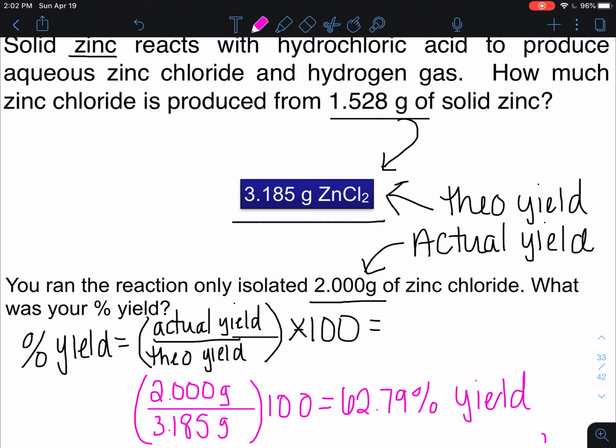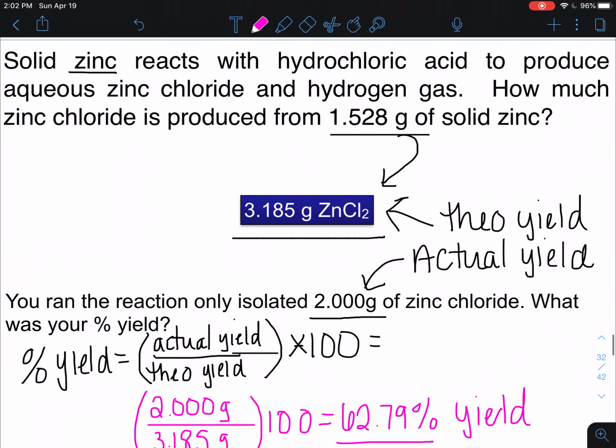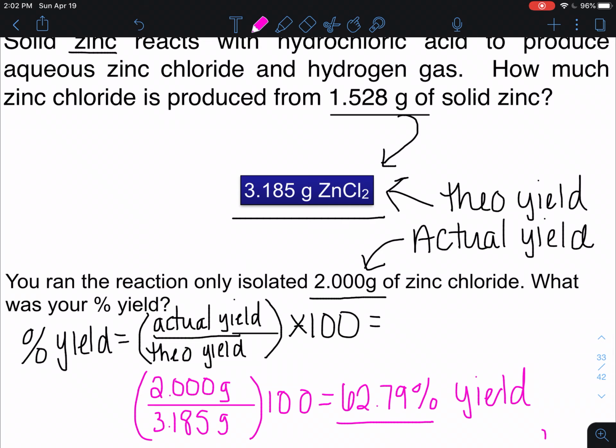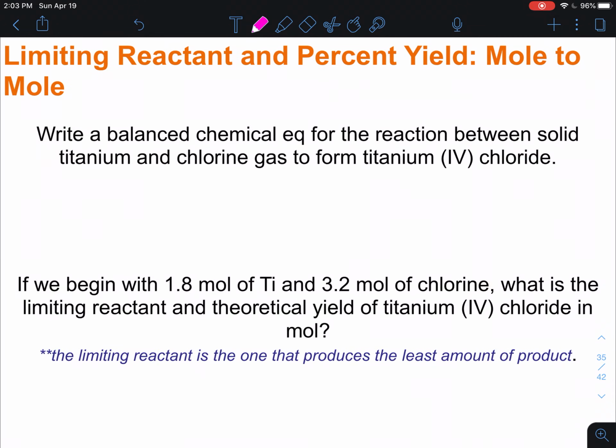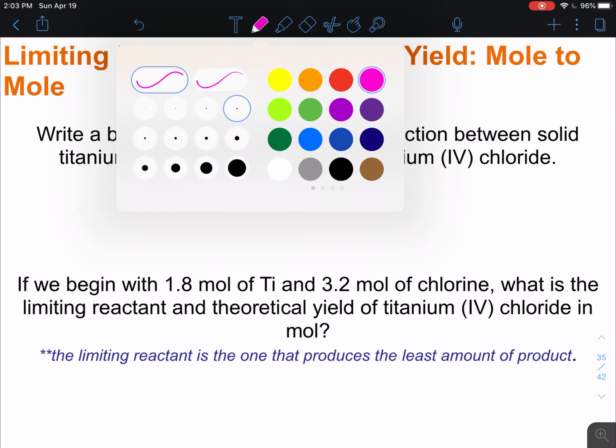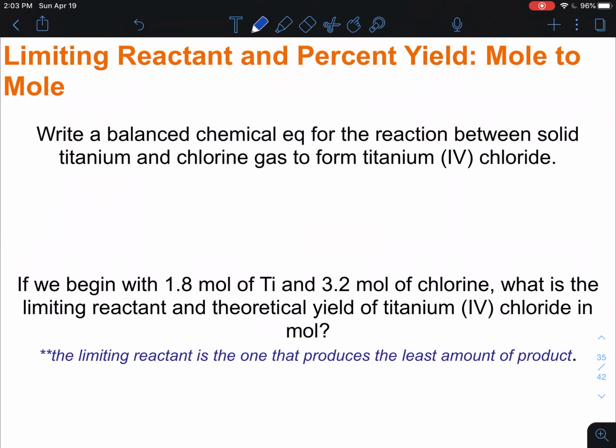So that's actually not that bad. 62.79% of your theoretical yield you actually got out. Okay, so that's how you would calculate percent yield from a chemical reaction. So let's do a bit more. Lots more practice.